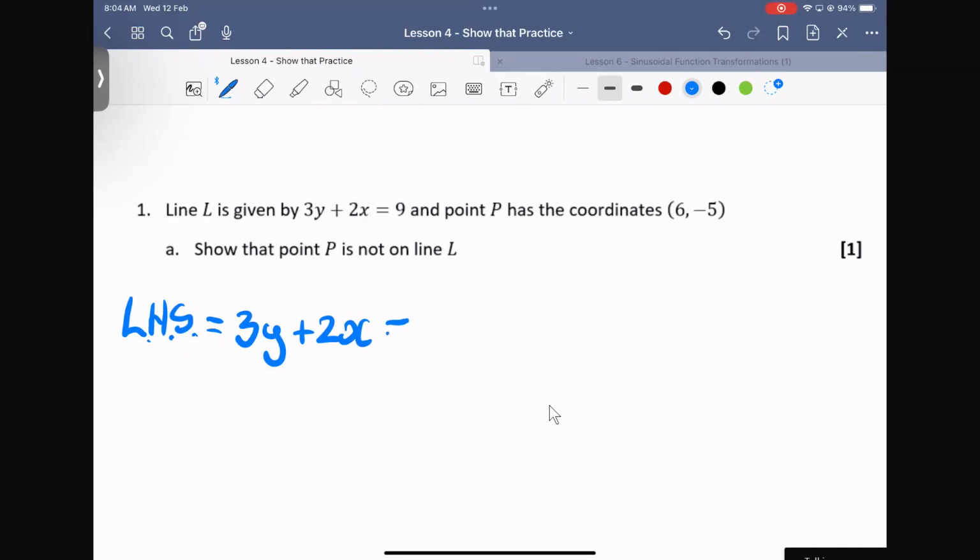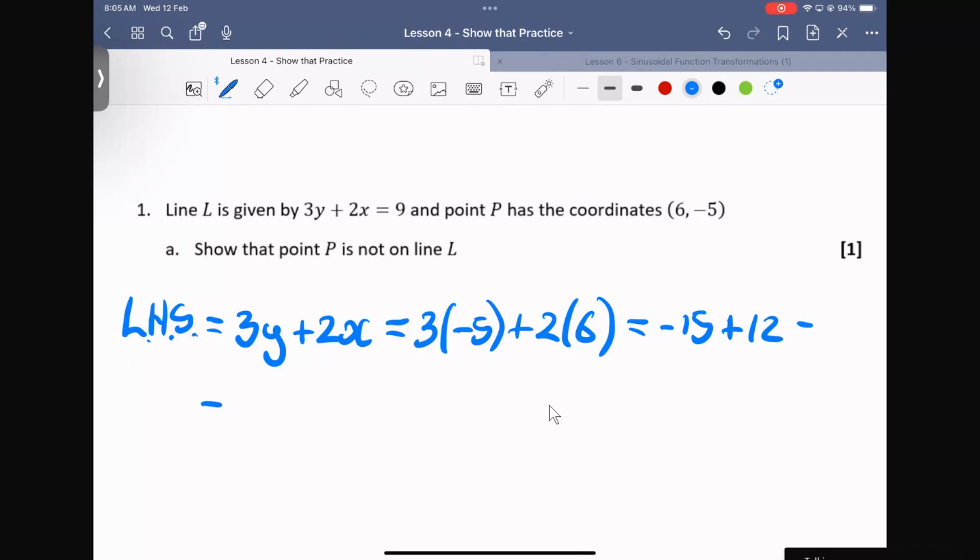Staying on the left-hand side, we will insert the values for x and y. So we'll insert y is equal to minus 5. We'll insert x is equal to 6. We'll do the arithmetic. 3 times minus 5 is minus 15. 2 times 6 is 12. If we add these together, what do we get? We get minus 3. Minus 3 is not equal to 9, which is the right-hand side.